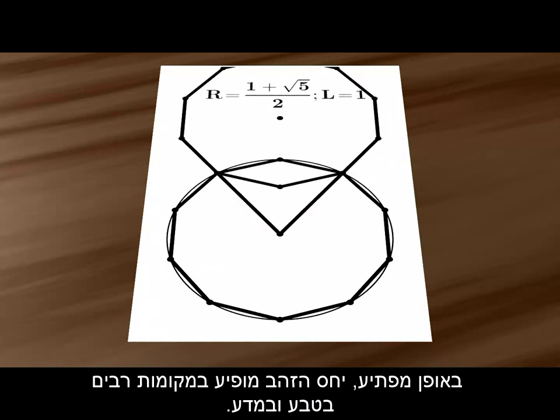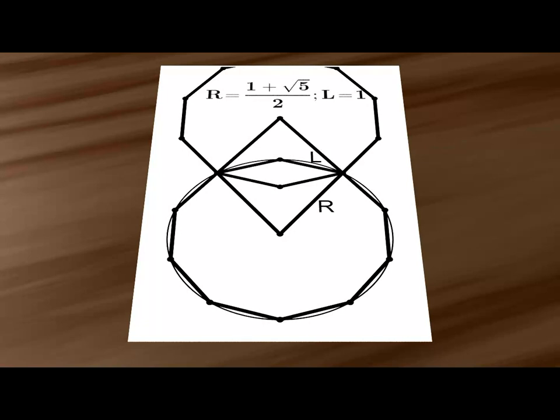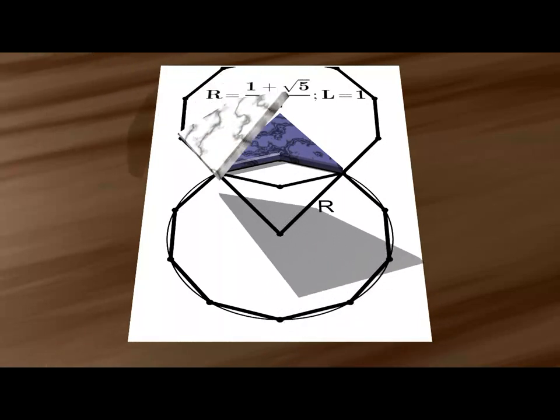Surprisingly, even in this construction, we find the ubiquitous golden ratio, one of the most famous numbers in the whole of mathematics. This is the dart. And this is the kite.